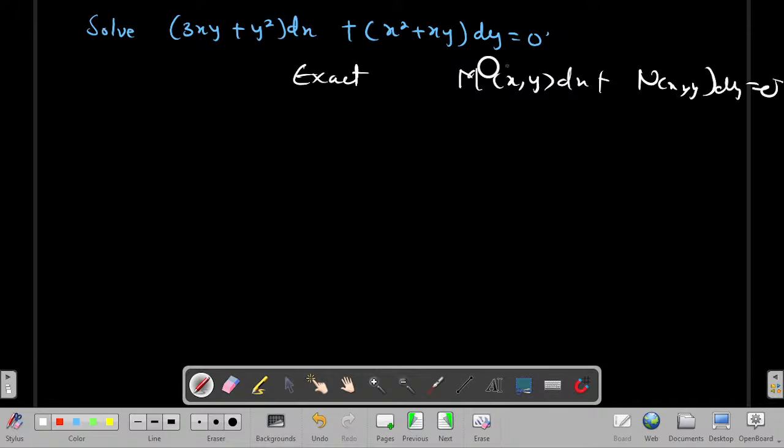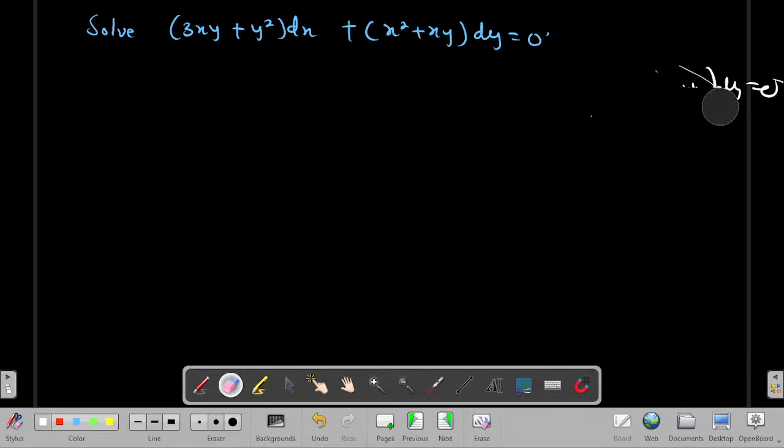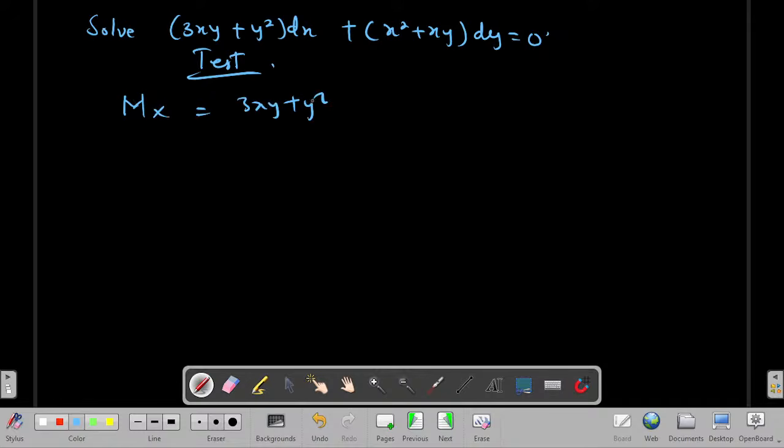As simple as that. So once you have this in mind, you can easily relate and say that this should be exact. But with an exact differential equation, you need to test. So you do your test for exact before you can go ahead and solve it. So let's break it down. Our M part is 3xy plus y squared, and our N part is x squared plus xy.